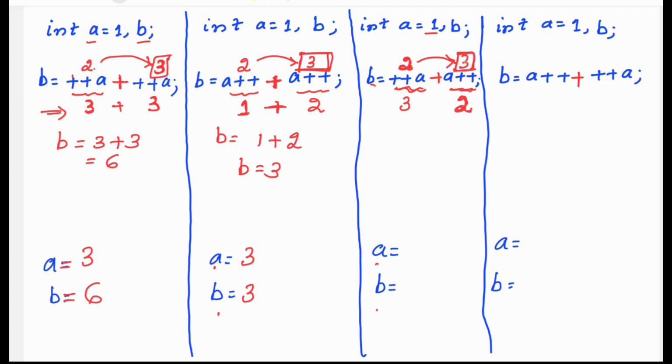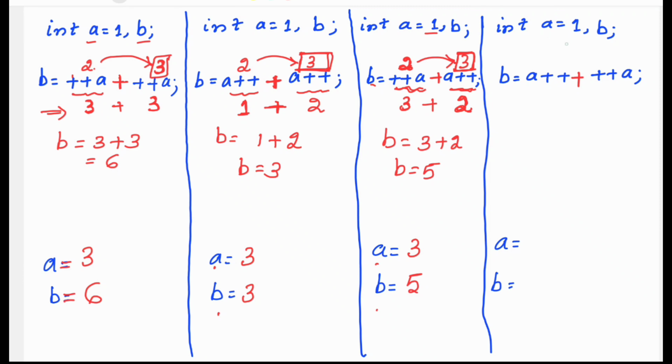Now, what is the final value here? For A you got 3, so that value will get assigned. And here you got 2. So 3 plus 2. So your B value will be how much? 3 plus 2 equal to 5. So in this third program, you got A value as 3 and B value as 5. Now we'll move to the fourth program.